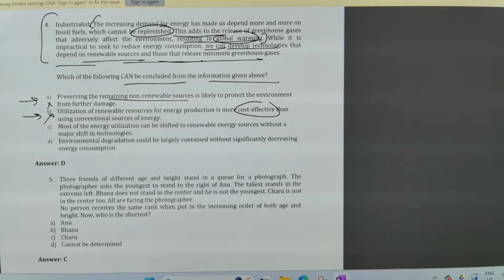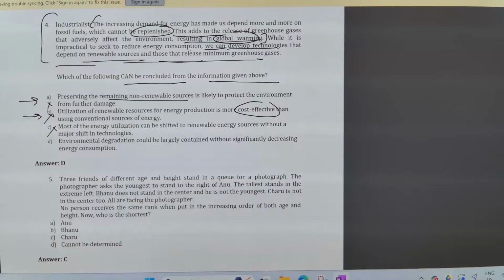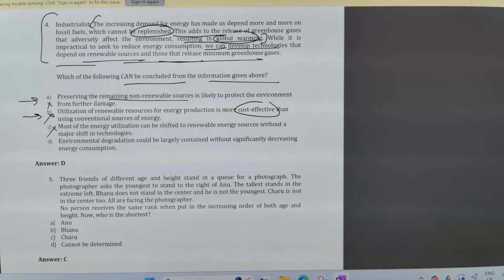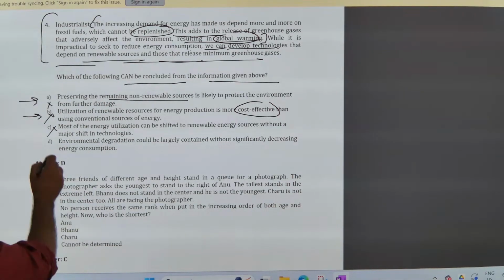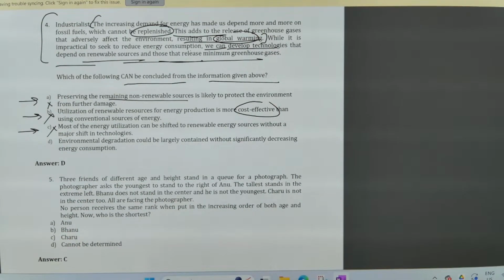Most of the energy utilization can be shifted to renewable energy sources without a major shift in technologies. So this is again not connected with the statement of the industrialist. He never said this, right? Most of the energy utilization can be shifted to renewables. He never said that. In fact, he is demanding a new technology which uses renewable sources, right? But statement C suggests that the technology is there, you just have to shift to that. So that is wrong. D. Environmental degradation could be largely contained without significantly decreasing energy consumption.